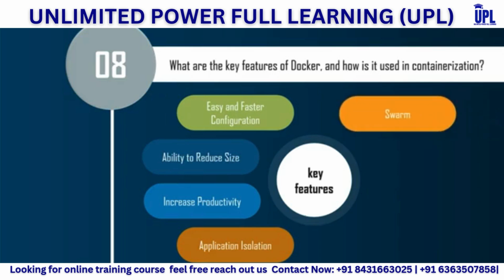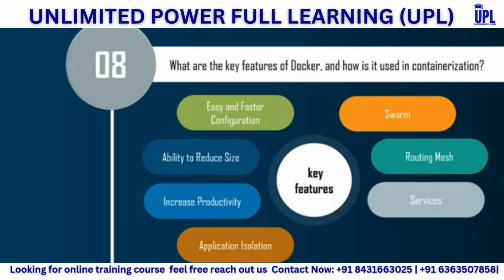Next, Swarm. So Docker Swarm is Docker's native clustering and orchestration solution for managing and scaling containerized applications across multiple hosts. And then we have routing mesh. Docker Swarm provides built-in load balancing and routing for services running on a cluster, simplifying the setup of highly available applications. And then we have services. So Docker Swarm services allow you to define and deploy multi-container applications as services, making it easy to manage complex applications.